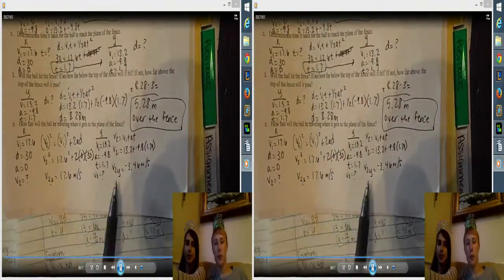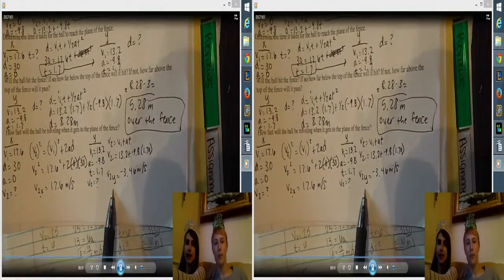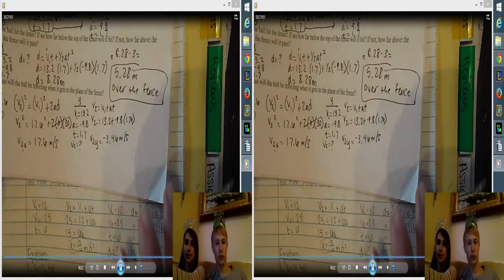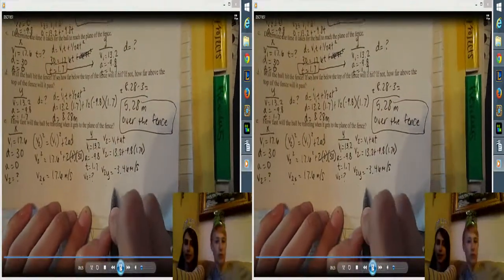So we have those two. We have the vx and the vy. So that's the separate components. So now we have to combine the components, and we can do that with making a triangle of our components that we have.